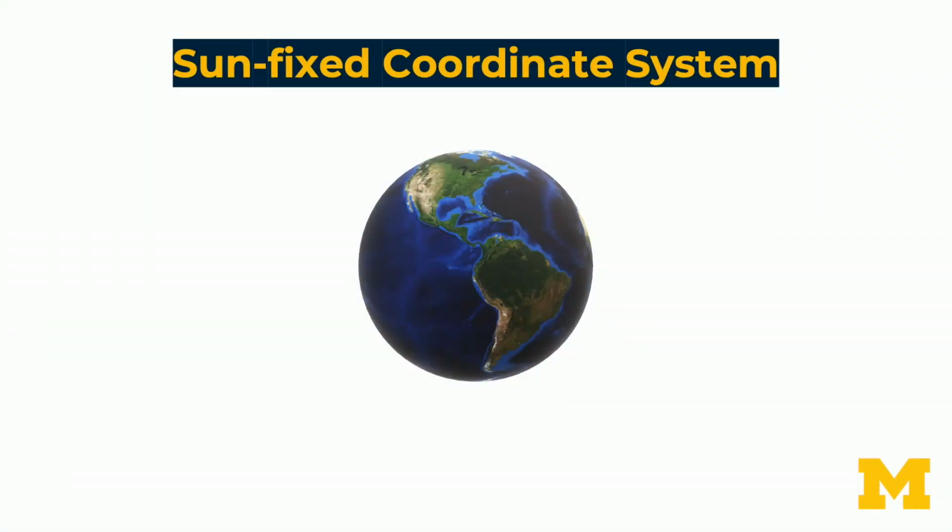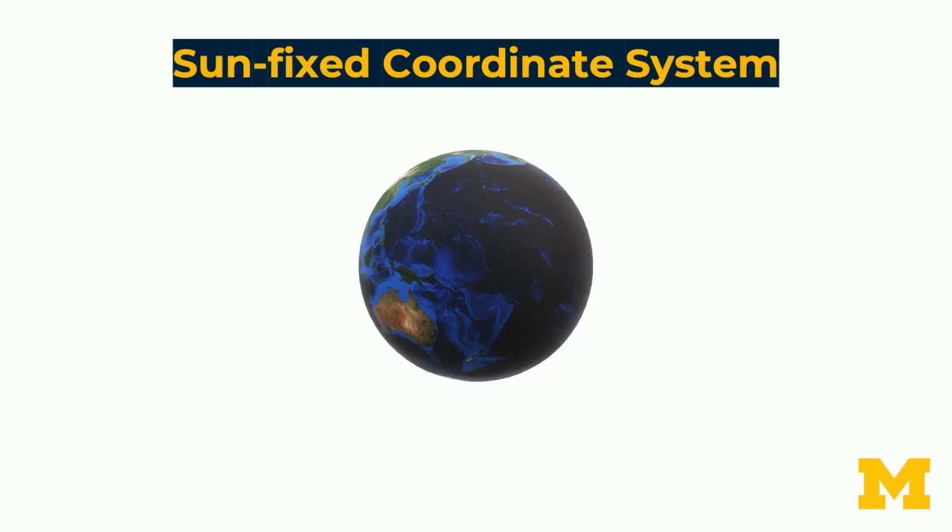Let's talk about what's called a sun-fixed coordinate system. So when we talk about orbits, we basically have the orbit going around the Earth, and underneath that orbit, the Earth is rotating. And the satellite orbit plane is actually in sort of a local time of ascending node plane. And let's go through what that really means.